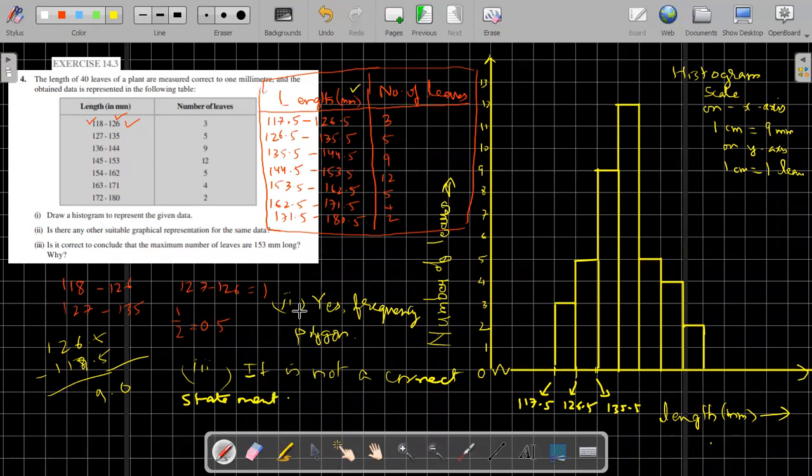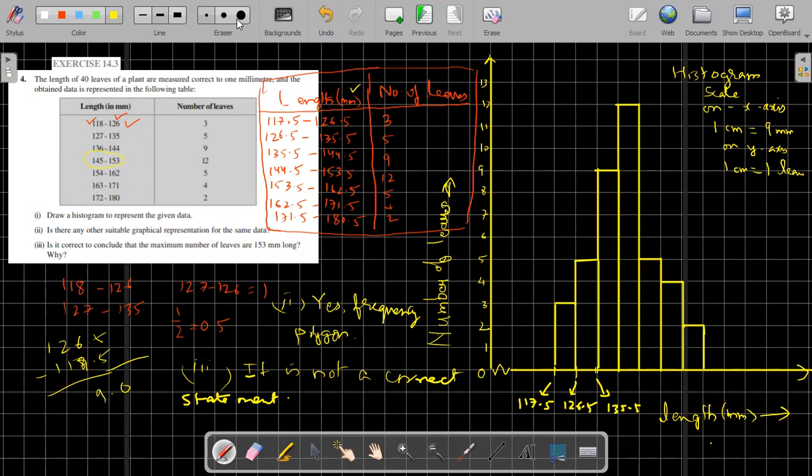Reason: you can write that the maximum number of leaves are not 153 millimeter long. They are from 145 to 153. We are not taking 153. This gap means less than 153, from 145 to 153. So we are not taking the leaves which have a length of 153.